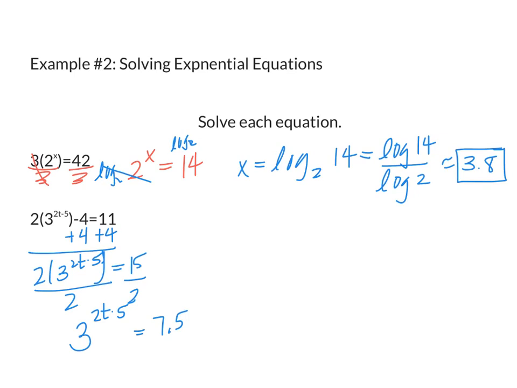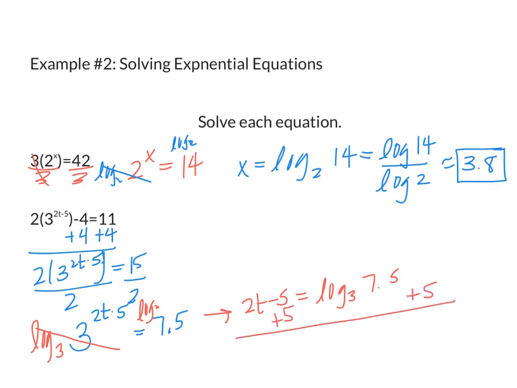Now I'm going to do log base 3 on both sides of this equation, because I'm trying to get rid of the base. So this is log base 3 on this side, and this is log base 3 of 7.5. These will cancel to give me 2t minus 5 equal to log base 3 of 7.5. Again, the goal is to get t by itself, so if I add 5 to both sides, I'm going to get 2t equal to log base 3 of 7.5 plus 5.